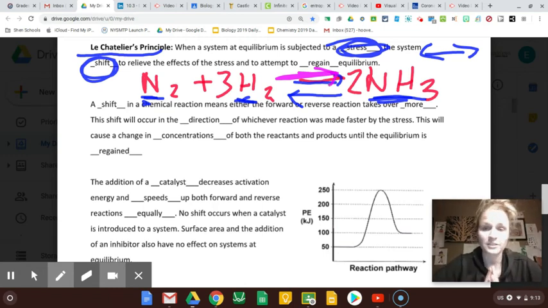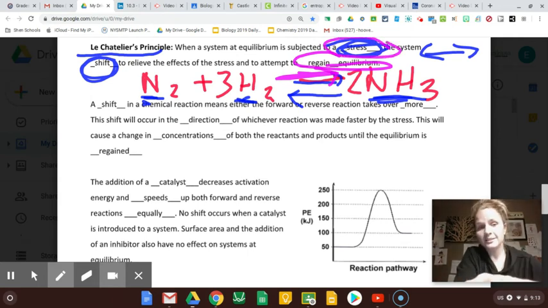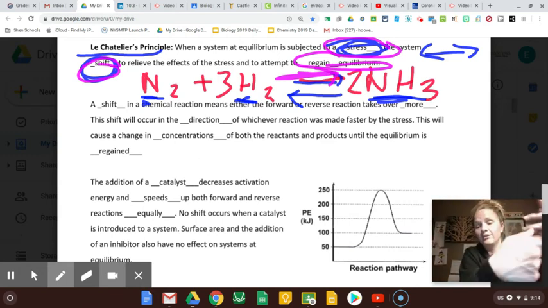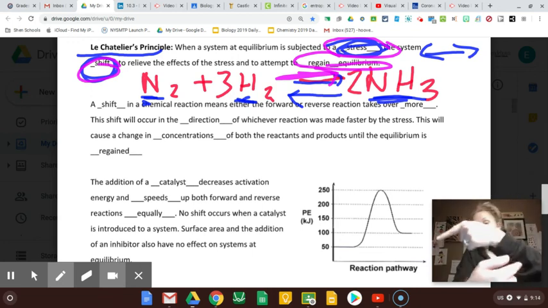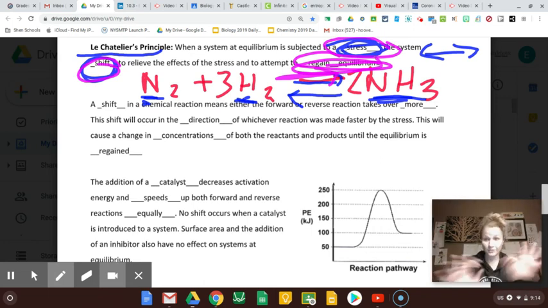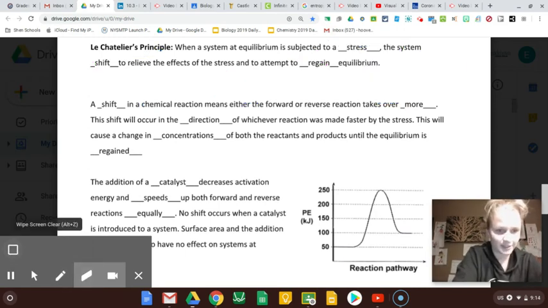And we're going to talk about what causes shifts. When will it stop doing that? When it regains equilibrium. Okay, so the big thing to know is that Le Chatelier's principle is about putting a stress on a system, which causes it to shift either left or right, with the forward or the reverse reaction dominating. They're no longer equal. One is way more than the other. And they'll keep doing this until they get back to that nice equilibrium where everything's equal. Rates are equal.